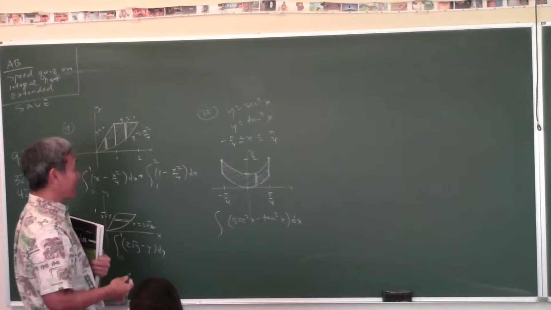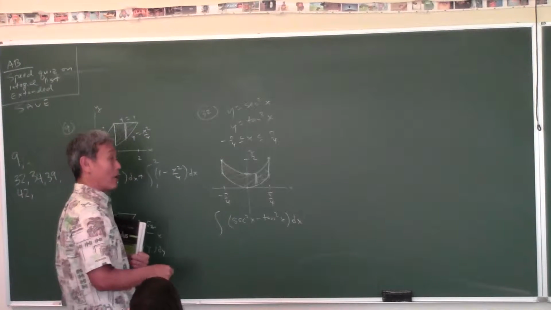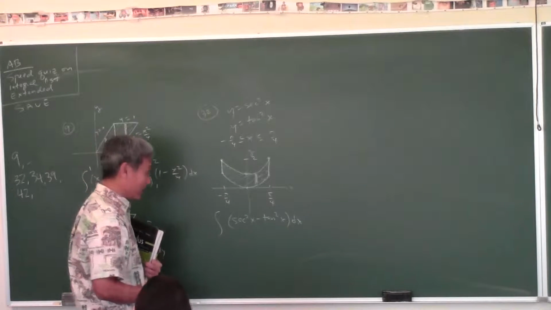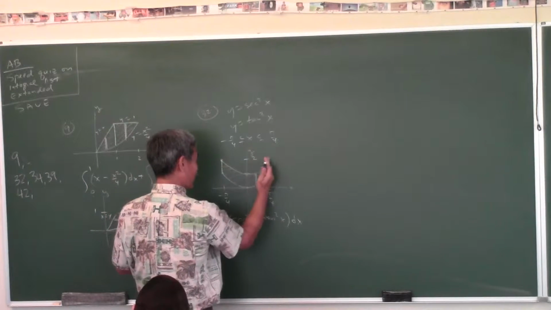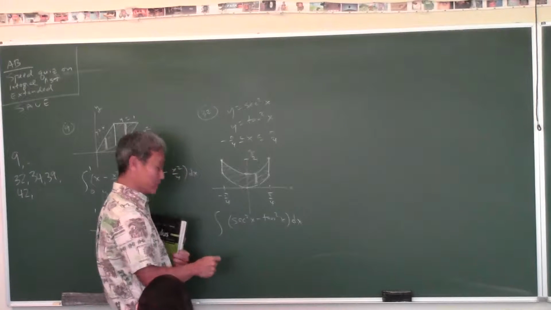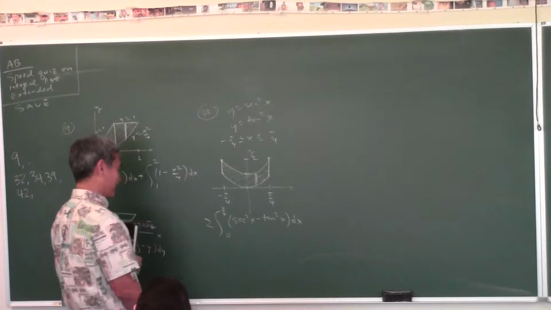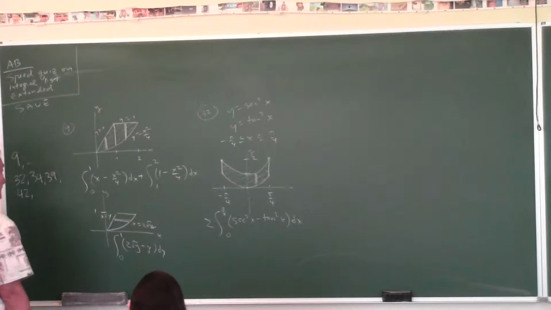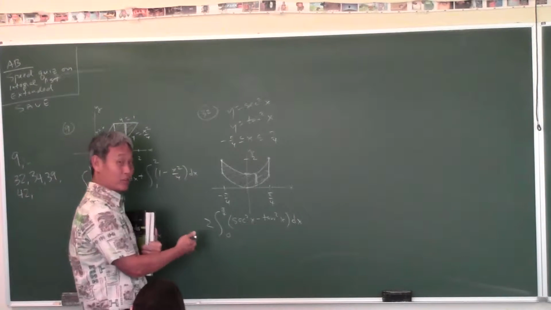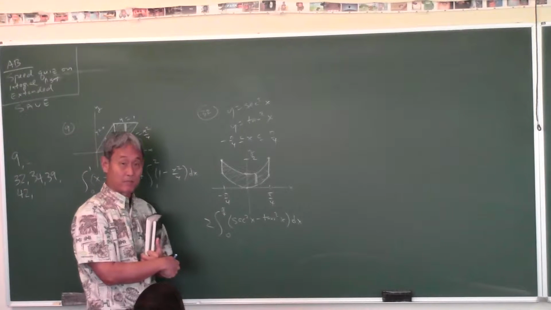Now you can go negative pi over 4 to pi over 4. However, since we have symmetry here, why not just go from 0 to pi over 4 and times the answer by 2? Well, this is not something exotic. Now, why is it beneficial to go 0 to pi over 4 and times the answer by 2?